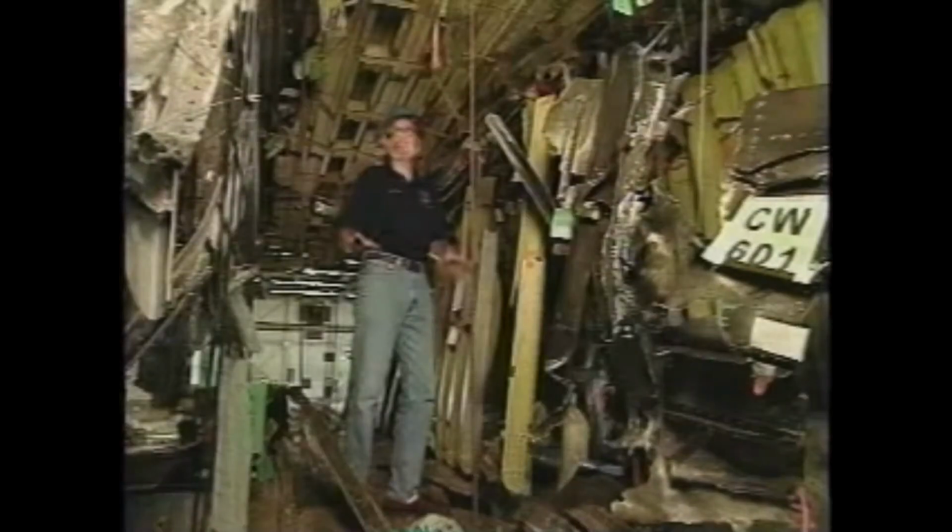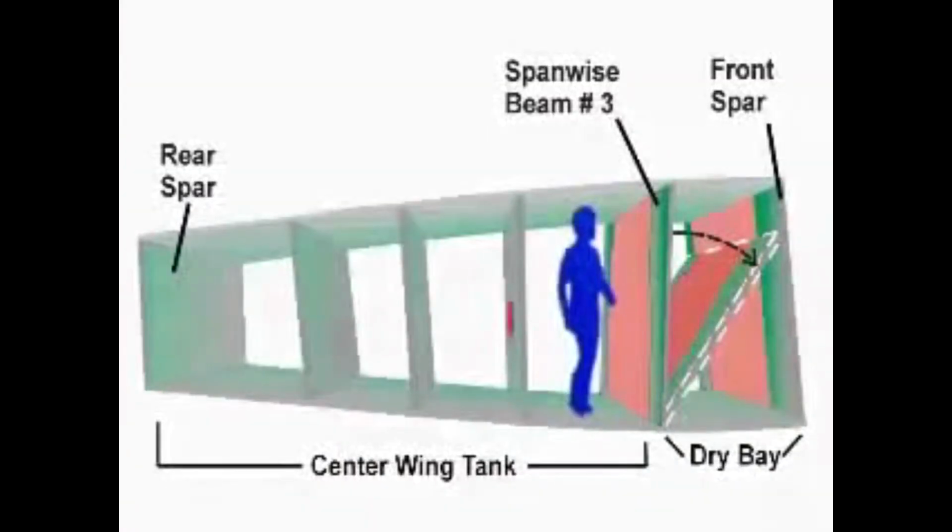I'm standing in the fuel tank of the 747 just behind spanwise beam 3. This beam is the most forward member of the fuel tank. The very first event identified by the sequencing group was an explosion of the fuel-air vapor inside the tank.